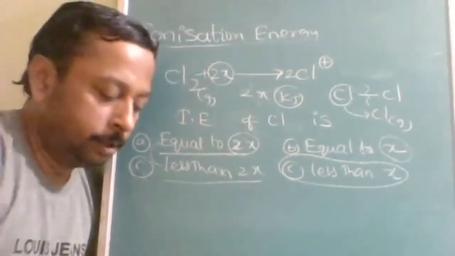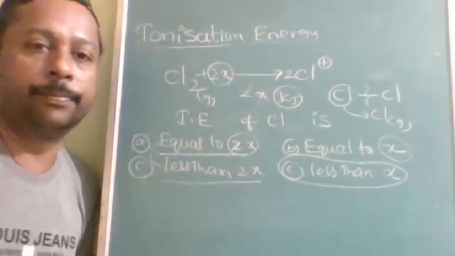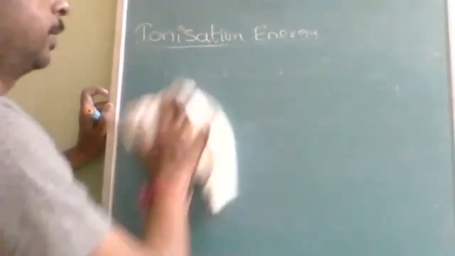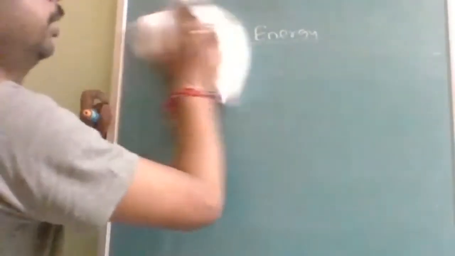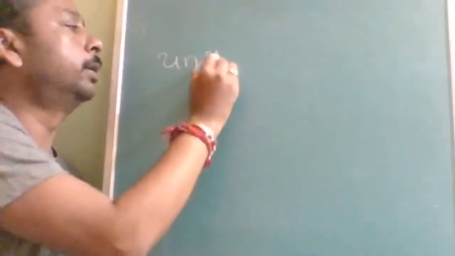Is this clear? So like that, a minute word can also be used to frame a question in the mains or AIIMS, maybe. Okay, so is the ionization energy definition clear to all of you, with every word explained with a proper example? Now we are going to understand the units.